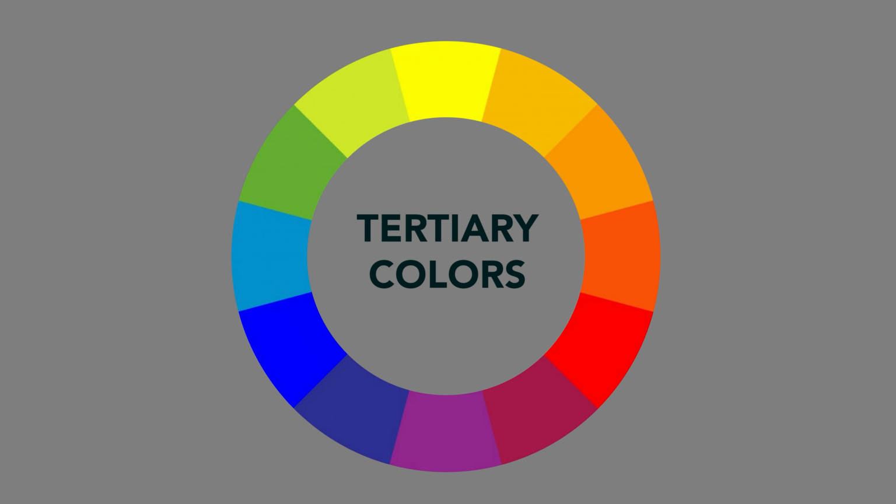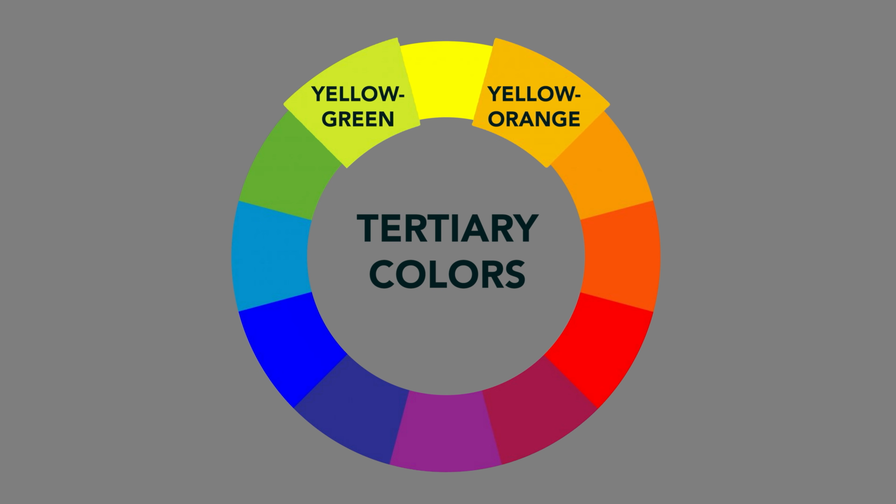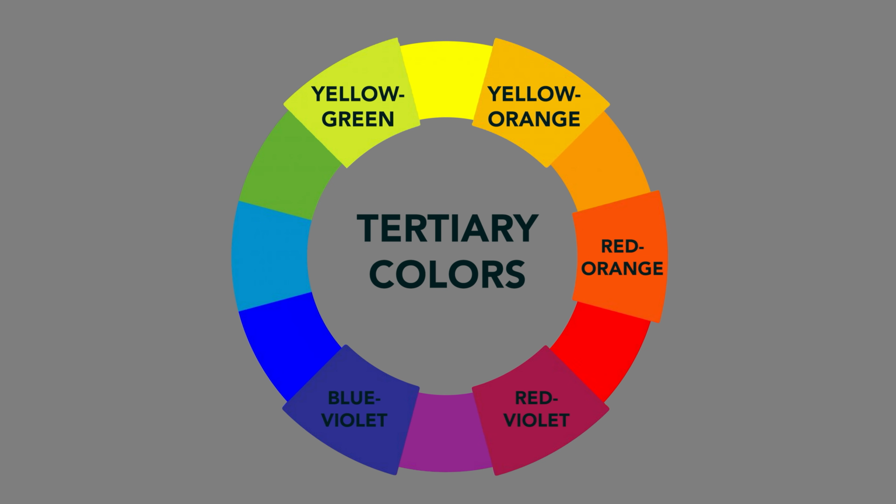Now, a tertiary color is essentially two additional steps down the line from a primary color. And we get them by mixing together a secondary and a primary. So yellow mixed together with green is going to give us our first tertiary color, and that is yellow-green. Our second tertiary color is yellow-orange. Our third tertiary color is red-orange. After that, we have red-violet, we have blue-violet, and we have blue-green.